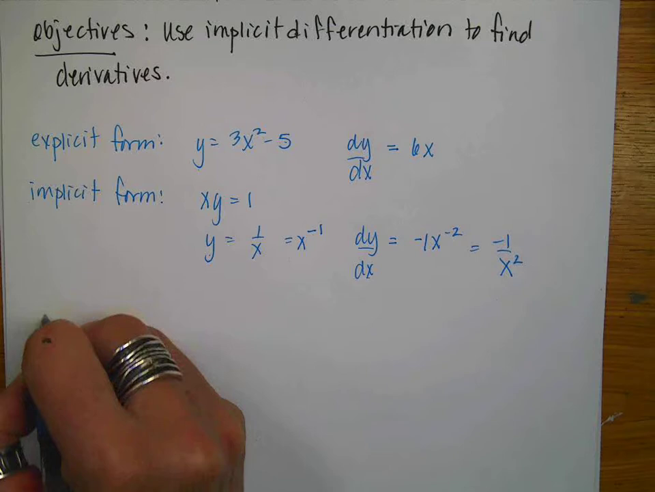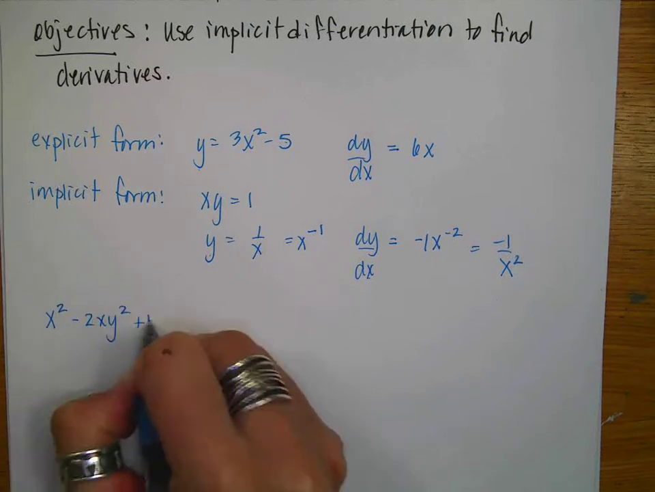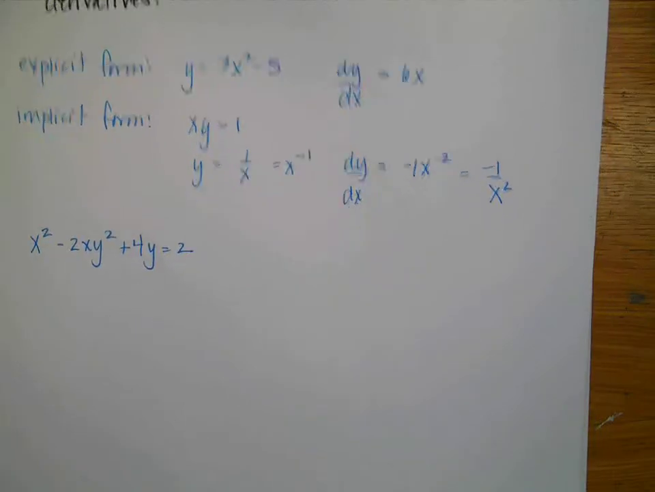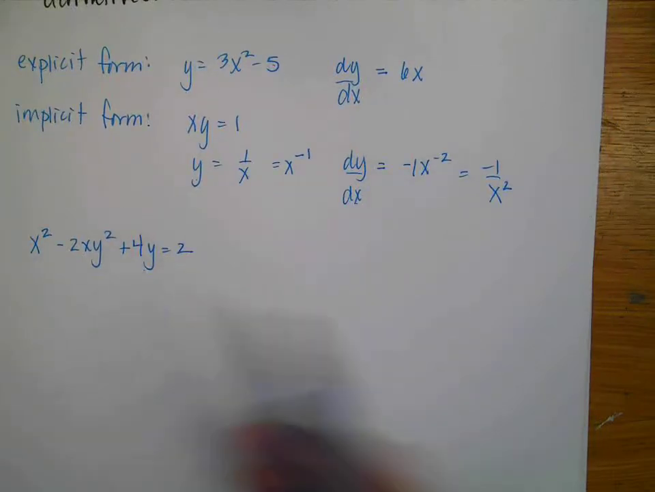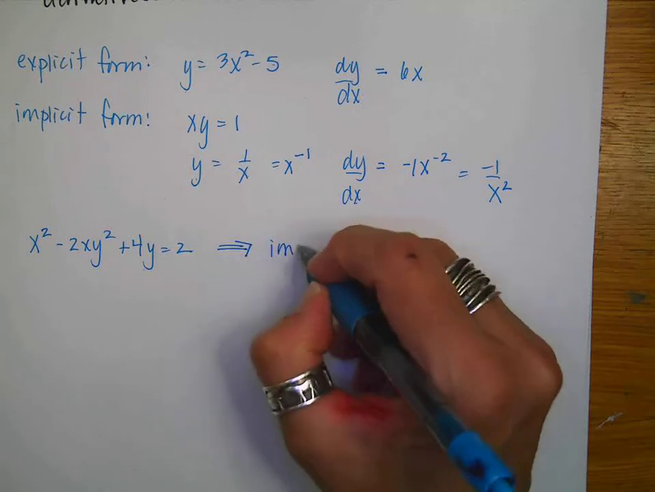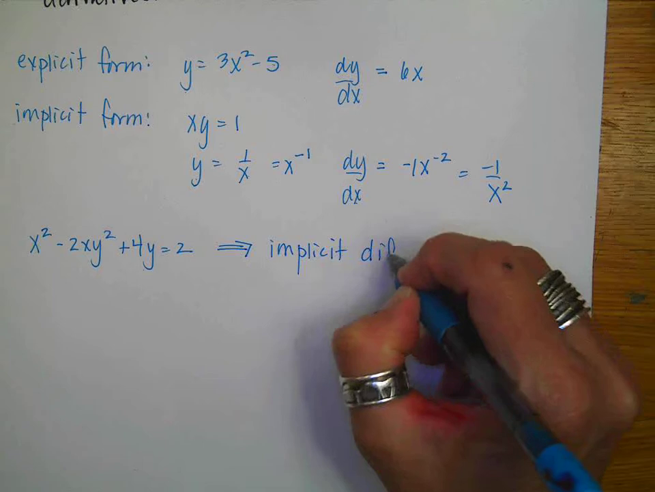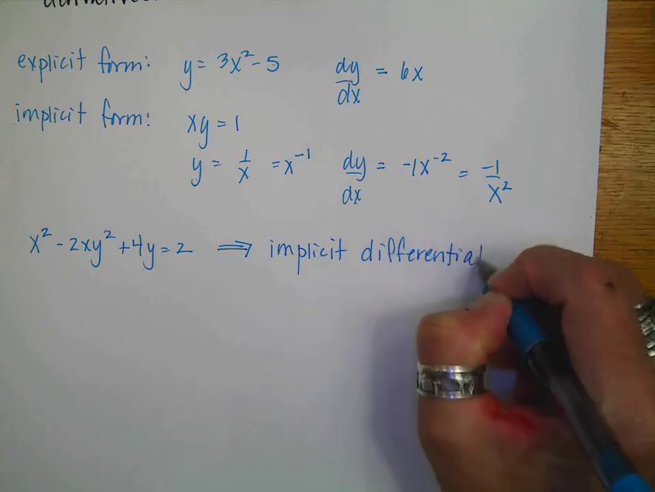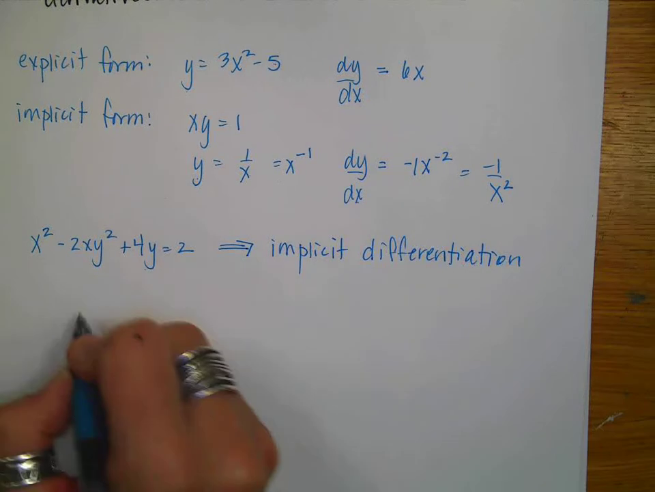The problem comes in when I have an equation, xy squared plus 4y is equal to 2. This becomes a difficult equation to isolate y, which means that doing the derivative is hard, which is when we come to implicit differentiation. That's a long word. All right, so basically here's what happens.